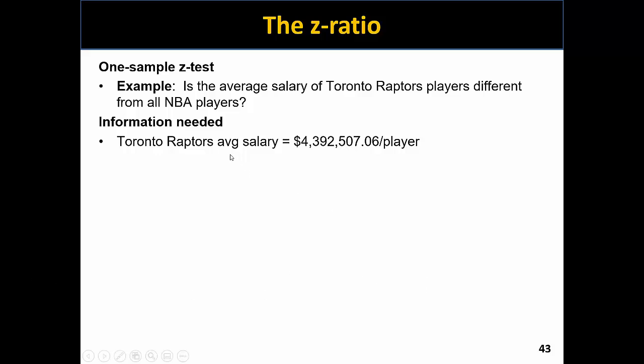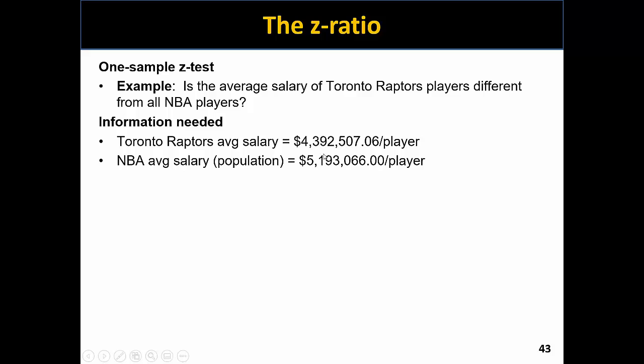So the information that we need, we get through research: we research the salaries of players. And when we do that, we find that of all the players on the team, the average salary of all the players for 1 year is just greater than $4.3 million per player. We find that the NBA salary average without the Toronto Raptors is over $5.1 million.